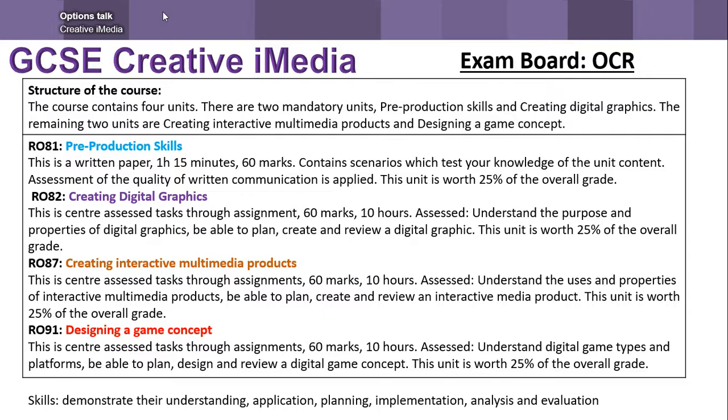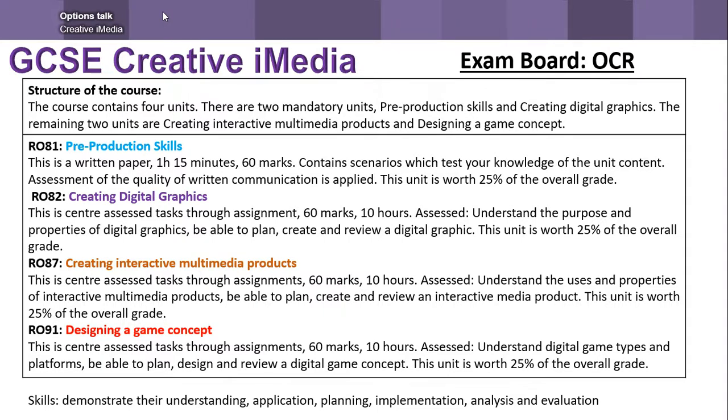The Cambridge National in Creative iMedia course we offer is through OCR. This is a Level 1 and Level 2 course, where Level 2 is the equivalent level to a GCSE. It's assessed by the grading system of Pass, Merit, Distinction and Distinction Star. The course has 4 units, where all 4 units are assessed as follows.